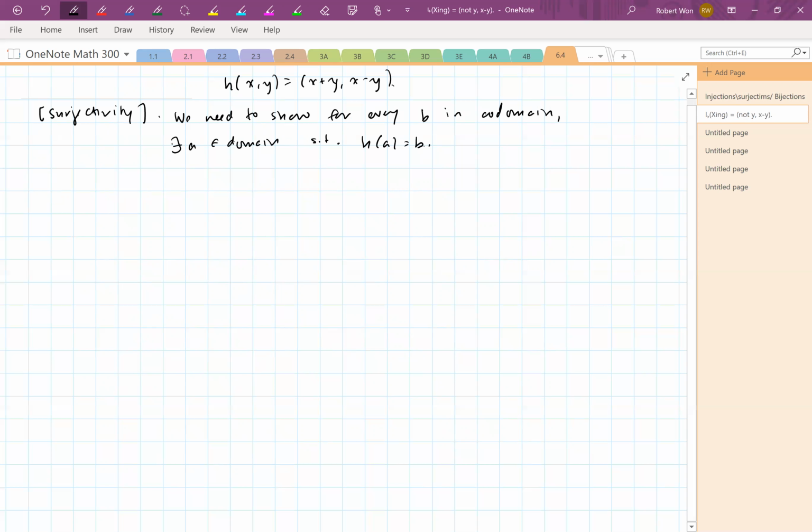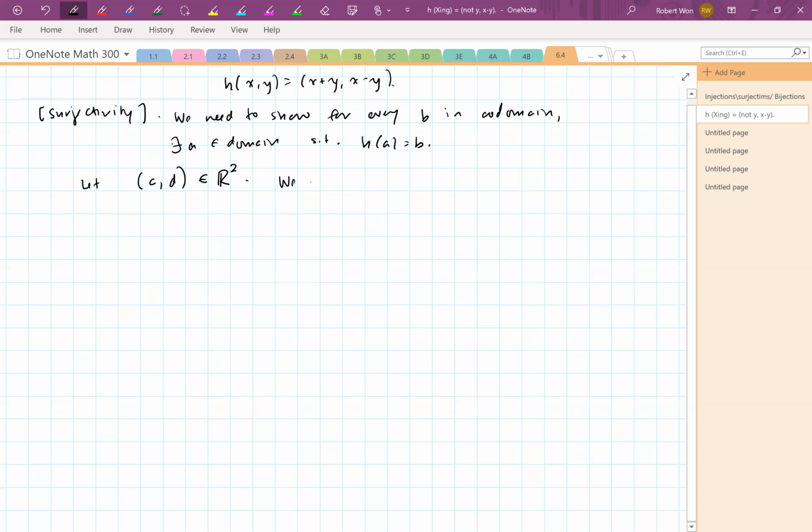But again, the codomain is R2. It's a Cartesian product. So I should take an arbitrary element of the codomain. So what does an arbitrary element look like? Let's let (c, d) be just some element of R2, thought of as the codomain.